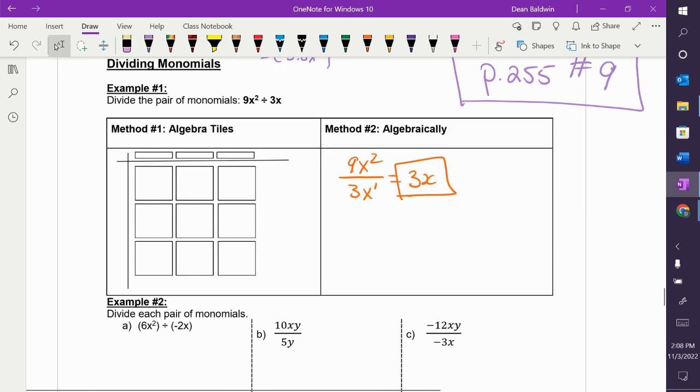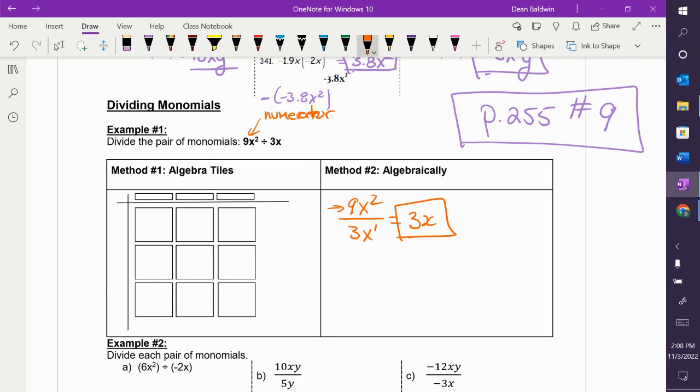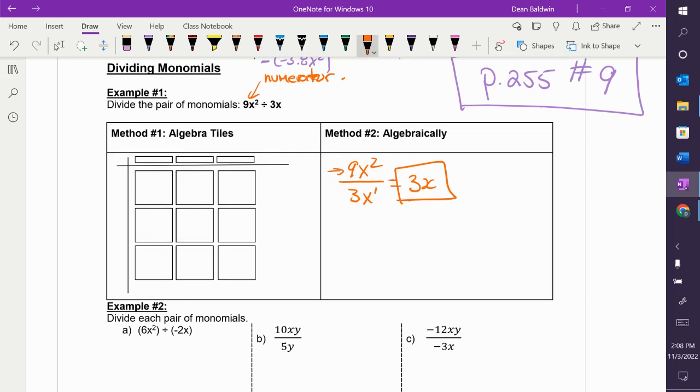All right. With algebra tiles, I want to show you this just because. 9x squared divided by 3x. If we're doing it with algebra tiles, the numerator, the top, or the first bit, is what goes in here. This is 9x squared, right? There's 9 squares in there.